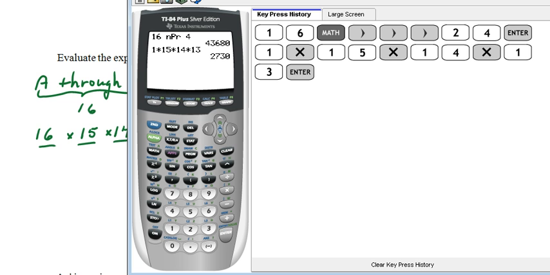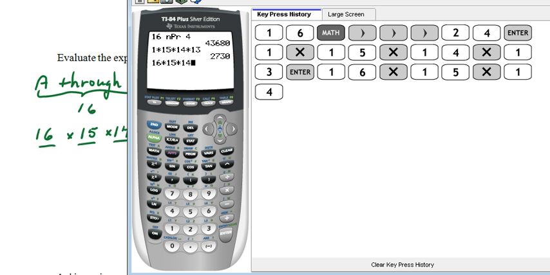Enter. Whoops, I forgot the 16. Let me try that again. 16 times 15 times 14 times 13. Enter. There we see 43,680.